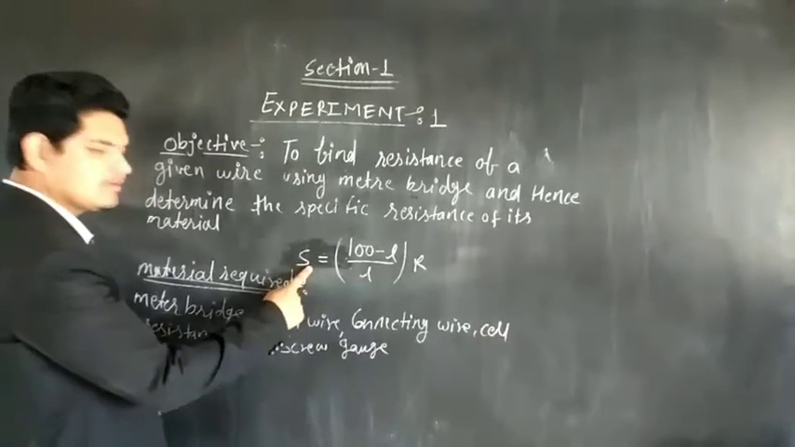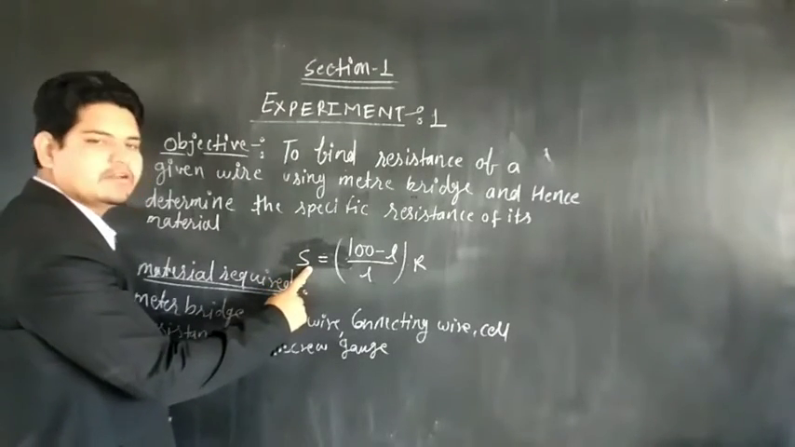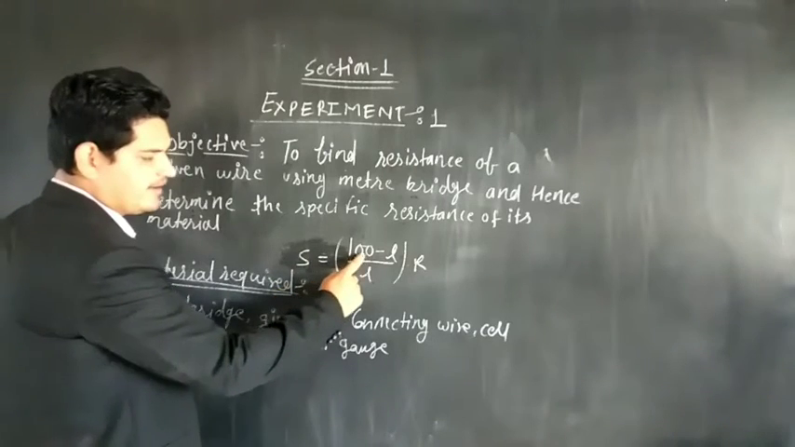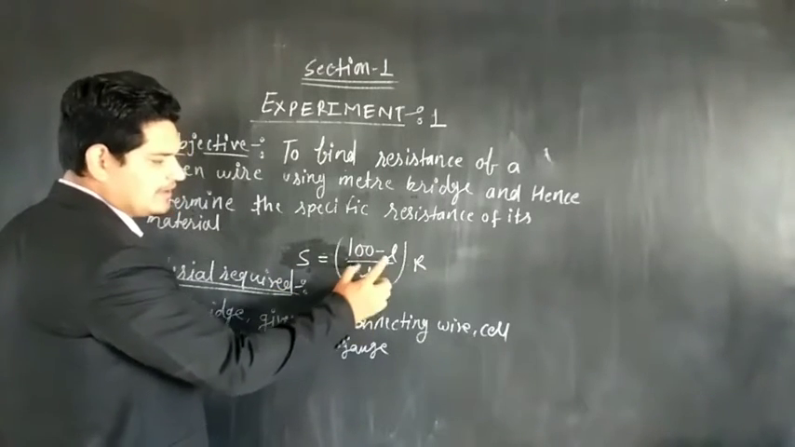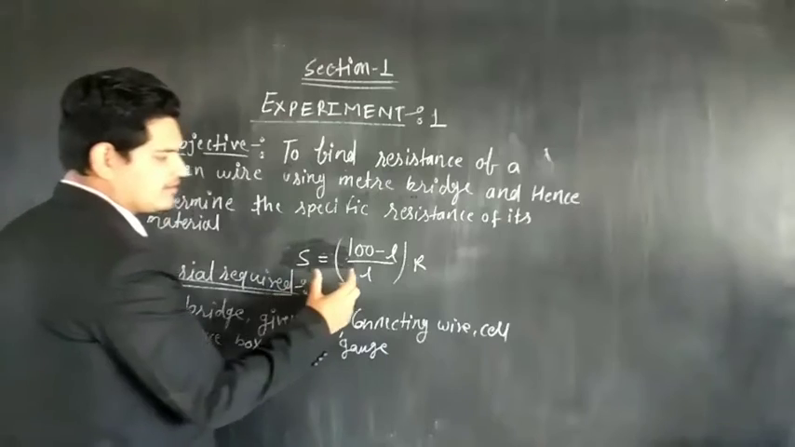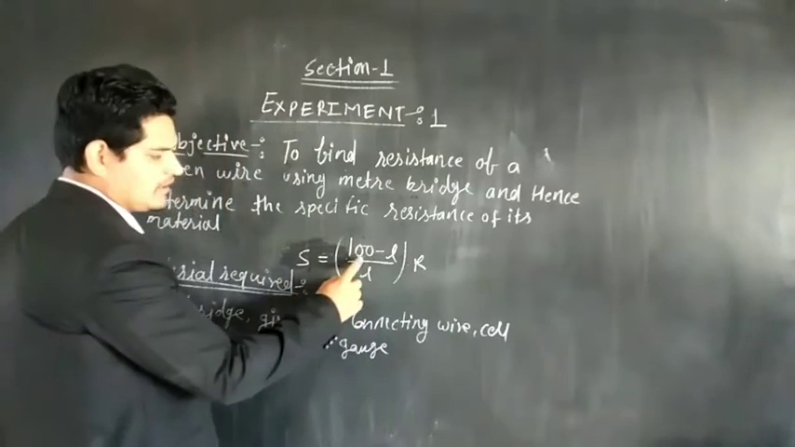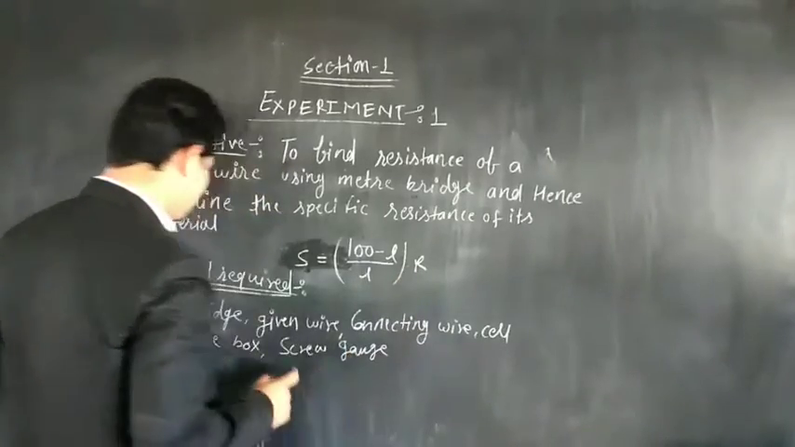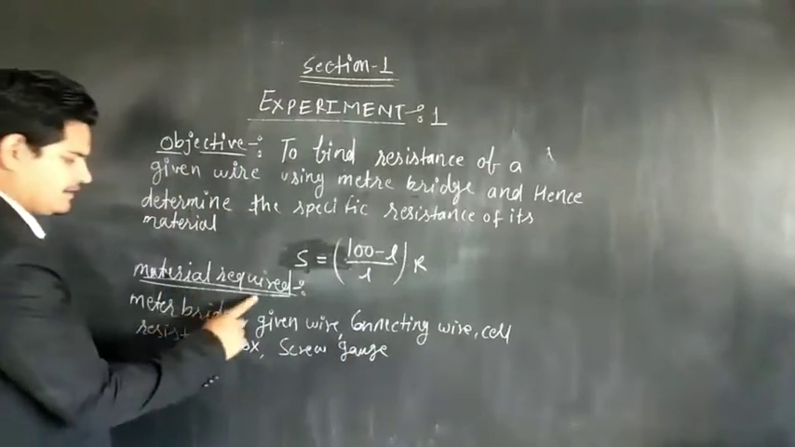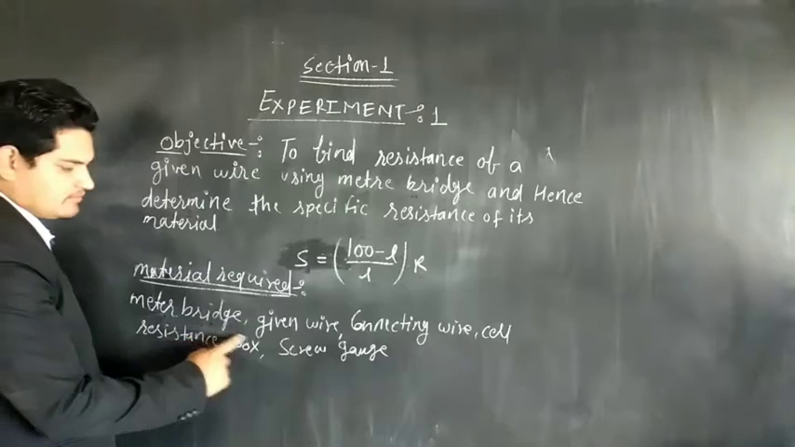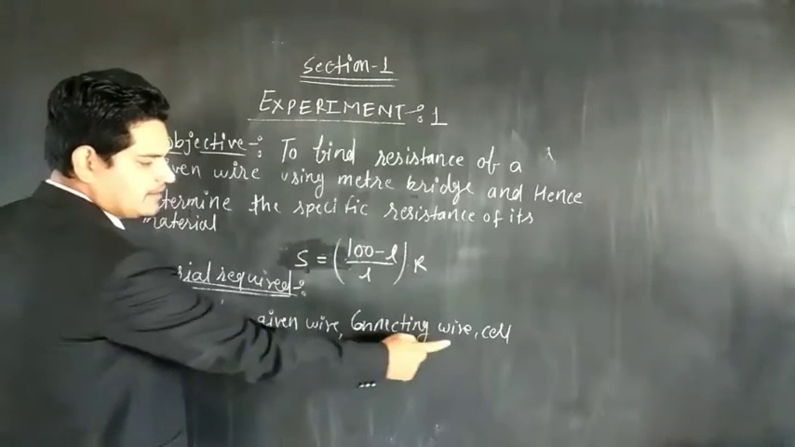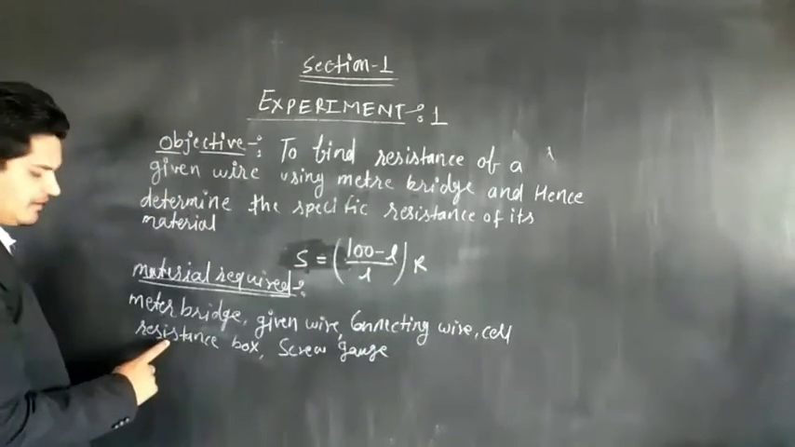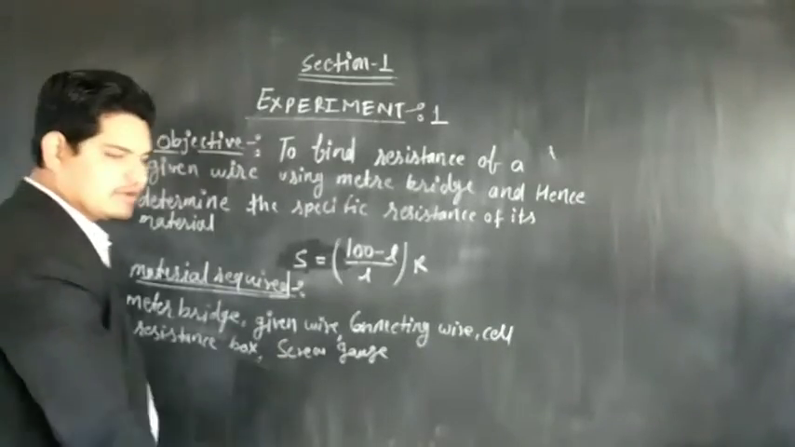The formula to calculate the value of unknown resistance is (100 minus L) divided by L, into R. L is the length; we will calculate the balancing length. R is the given resistance. Materials required: meter bridge, given wire, connecting wires, battery eliminator or cell, resistance box, screw gauge.